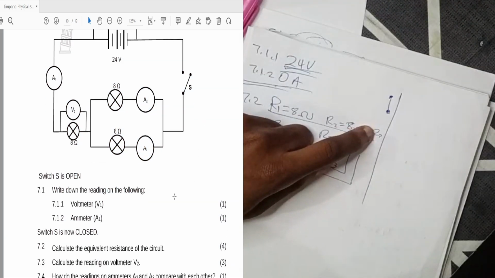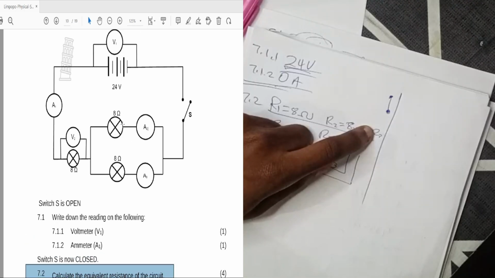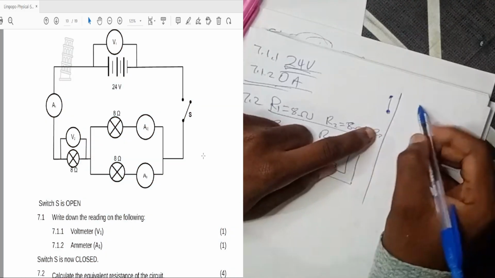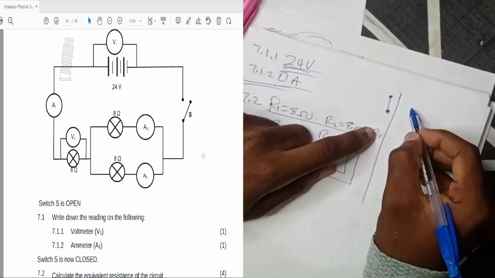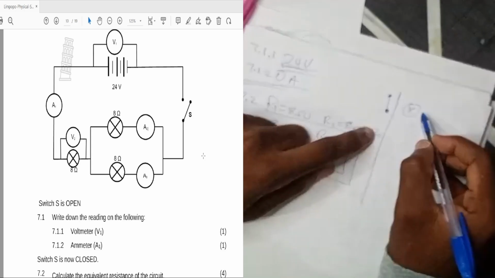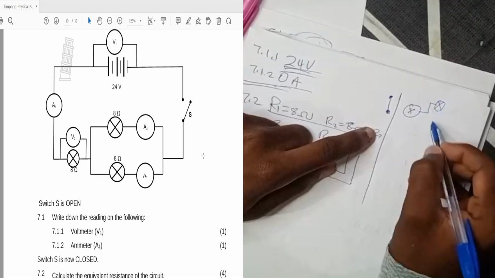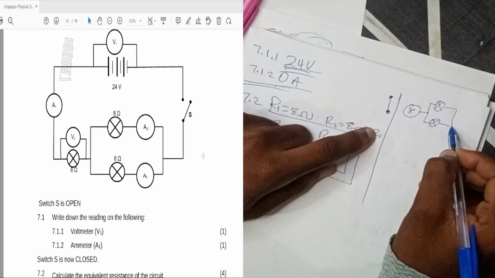They say we must calculate the equivalent resistance of the circuit. It means total resistance in this thing. We have this one and this one. Let's first resolve this, because we can see it's in parallel. So our circuit is something like this, I'm drawing that part here. Then we have this part and this part, and they go out. This part is in parallel with each other.